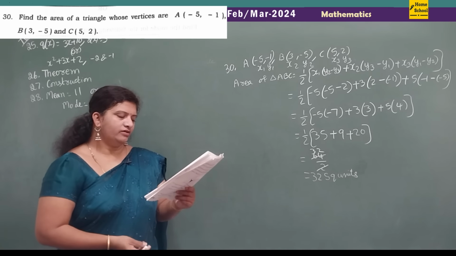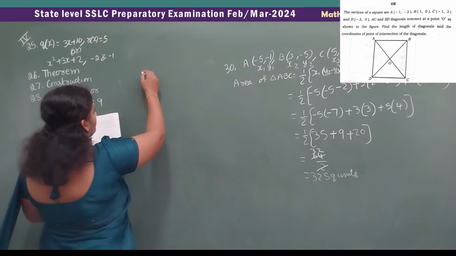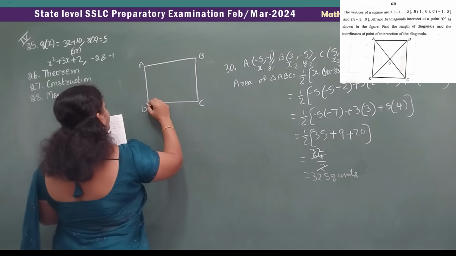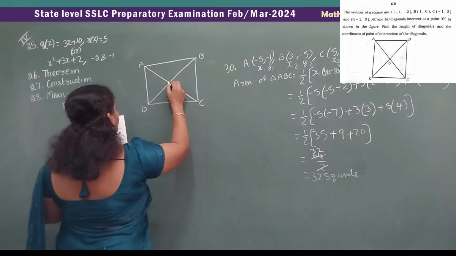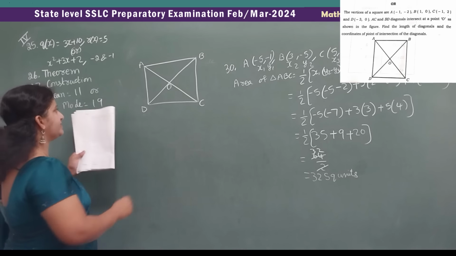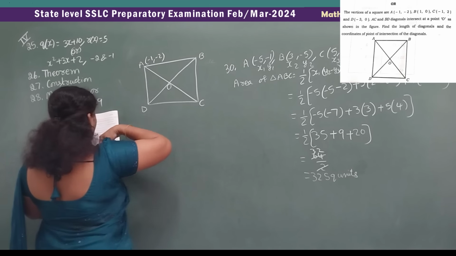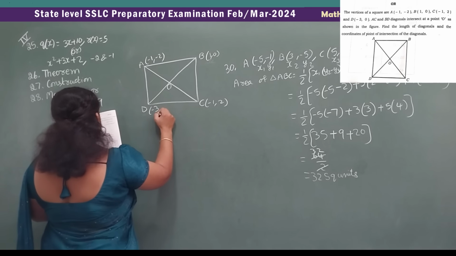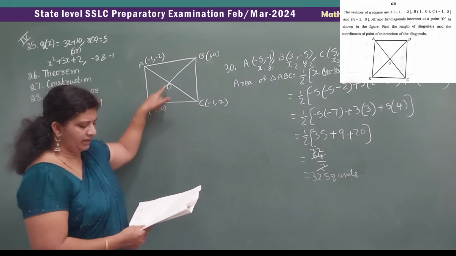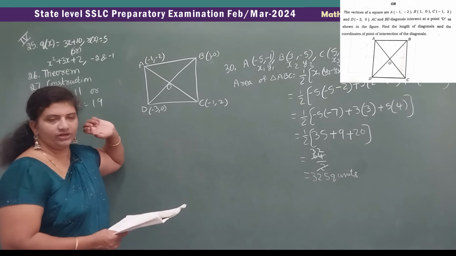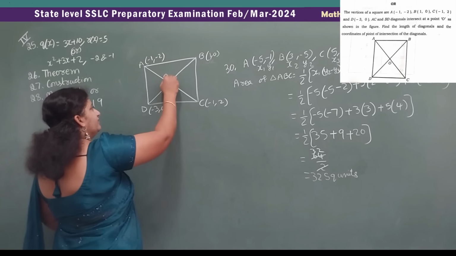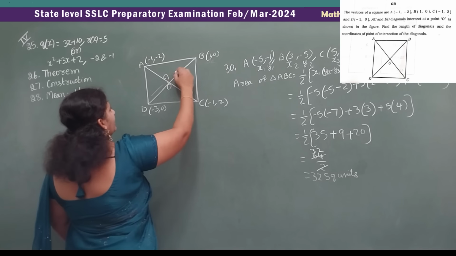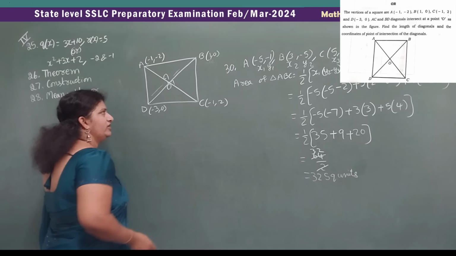In this you have one more OR question. The vertices of a square are, let me draw a square here, A, B, C, D. Diagonals AC and BD intersect at O. The vertices of a square are A(-1, -2), B(1, 0), C(-1, 2), D(-3, 0). AC and BD are diagonals intersecting at a point O as shown in the figure. Find the length of diagonals and the coordinates of the point of intersection of the diagonals.